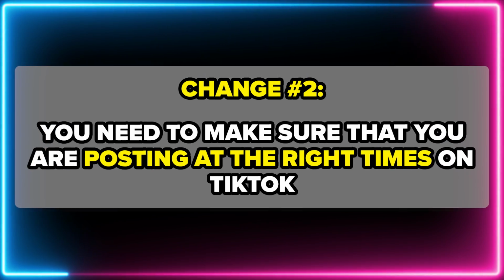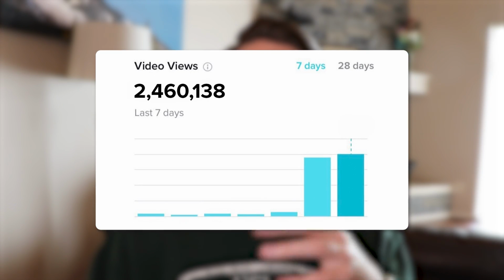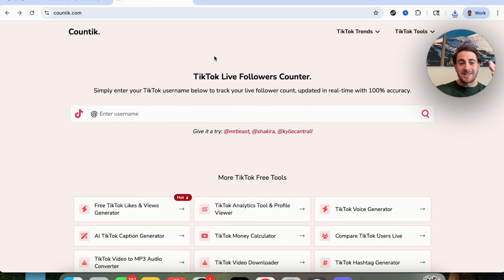The second change is you need to make sure that you're posting at the right time on TikTok, because the time that you post could be the difference between your post going viral or your post flopping. And yes, even a 10-minute difference could be the difference between those two things. But don't worry, because there's actually a tool that you can use. It's 100% free. I'm not affiliated with it, that will help you figure this out. Now, that tool that I'm talking about is CountTick.com. Again, 100% free. I am not affiliated with this in any way at all.